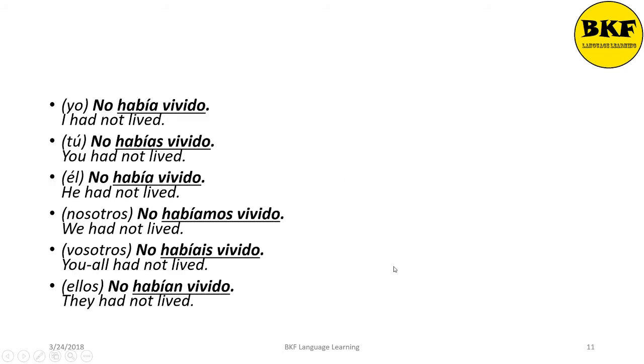So consider these examples. If I wanna say I had not lived, I can say no había bebido. If I wanna say you had not lived, I can say no habías bebido. And if I wanna say he or she had not lived, I can say no había bebido. If I wanna say we had not lived, I can say no habíamos bebido. And if I wanna say you all had not lived, I can say no habíais bebido. And if I wanna say they had not lived, I can say no habían bebido.